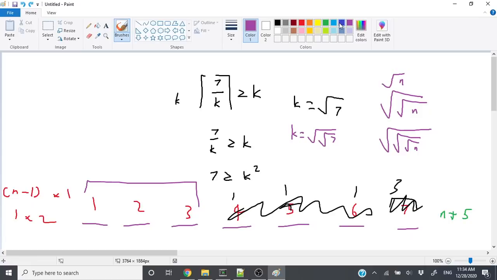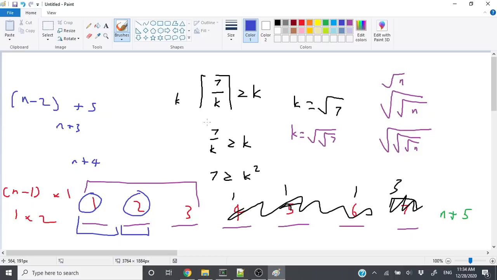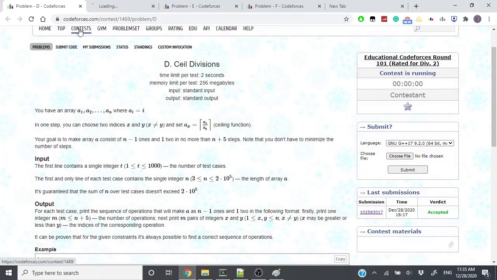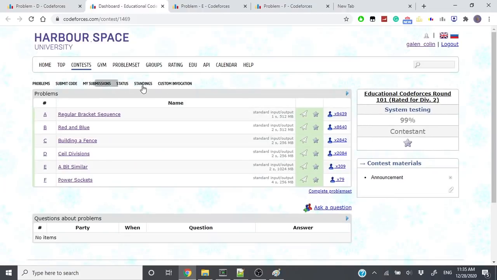4 or 5 or 6, it doesn't matter exactly, because notice that we save an operation because we don't have to touch this one, and we save an operation because we don't have to touch this one. So it's n minus 2 plus 5 or something, so it's n plus 3 or something. It could be n plus 4 also, but the point is it's totally comfortably within the safe zone within the number of operations. So it's totally fine.